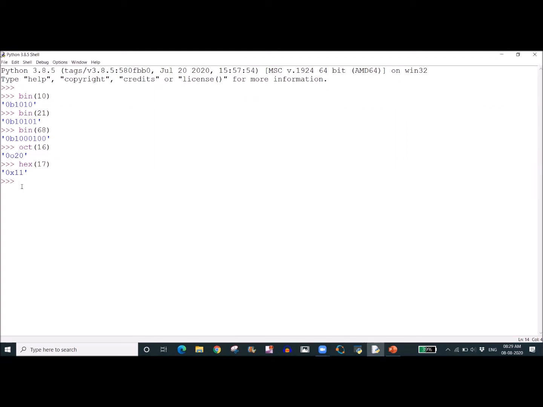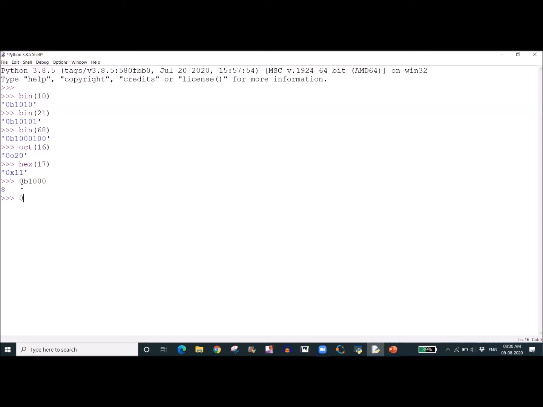Now I am performing the binary to decimal. How can I perform that? First I have to give the binary number. We should start with 0, and B, we are indicating it as a binary number. I am giving 1000, means 8. So now it is printed as a decimal 8.